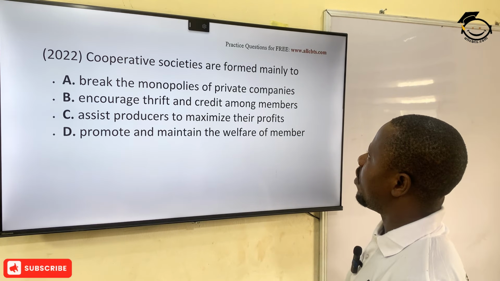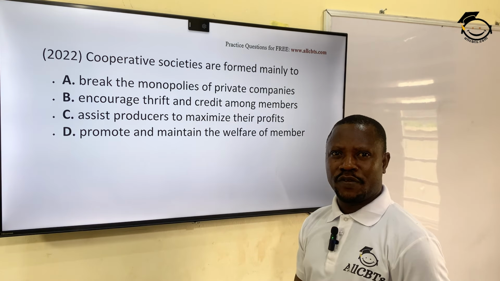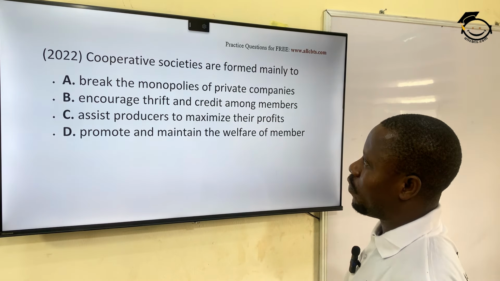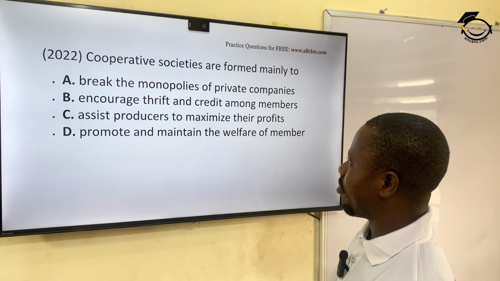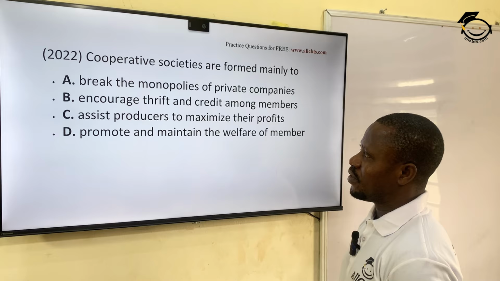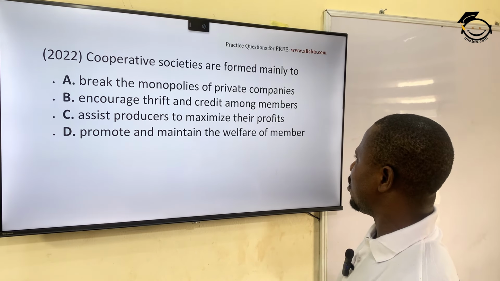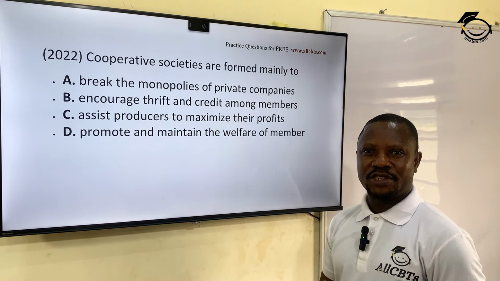Cooperative societies are formed mainly to... why do you form a cooperative society? I'm privileged to be a secretary to a cooperative society in my place of work. Why was it formed? To break monopolies of private companies, to encourage thrift and credit among members, to assist producers to maximize their profit, to promote and maintain the welfare of members. The answer is what? To encourage credit and thrift.